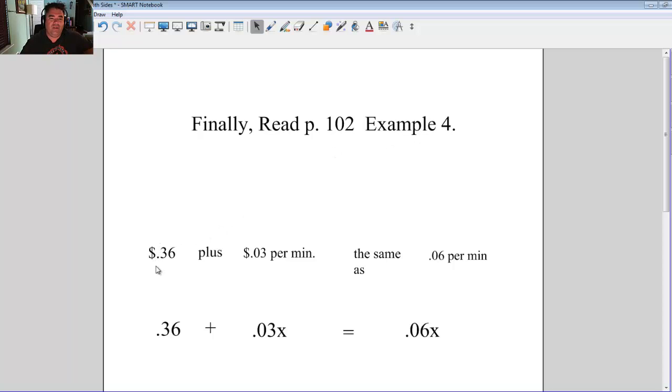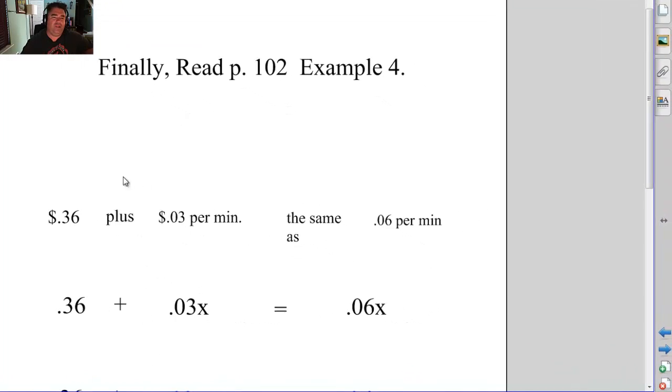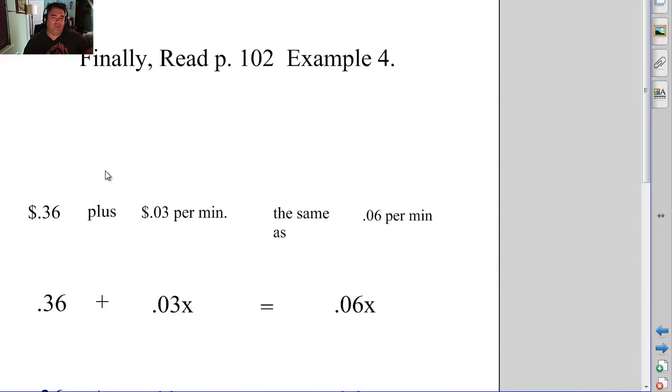It says here $0.36 plus 3 cents per minute is the same as 0.06 per minute. So what you'd have is you want to know when they will meet. If you have to pay 36 cents up front and pay 3 more cents a minute versus someone that pays 6 cents a minute, that's when you want to compare that.